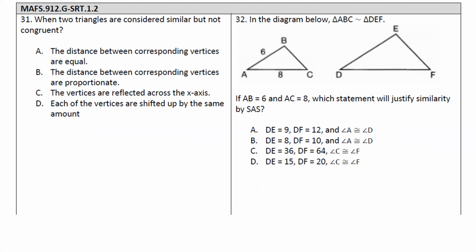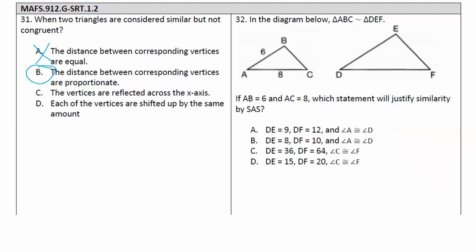On 31, the two triangles are considered similar but not congruent. All right, so what would have to be true? The distance between corresponding vertices are equal? No, that'd be if they were congruent. The distance between corresponding vertices are proportional. So that's saying that the lengths of the sides are proportional. That would be a correct statement for similarity. So B is probably your answer. Check the other ones though.